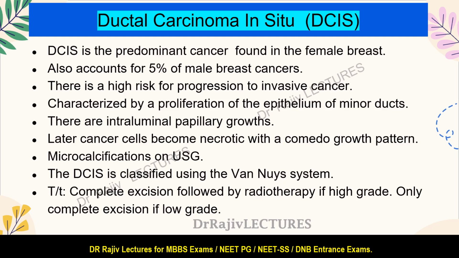DCIS is now frequently classified using a scoring system based on the patient's age, type of DCIS, presence of microcalcifications, extent of resection margin, and size of the disease. Patients with a high grade are recommended complete excision followed by radiotherapy, whereas those with a low grade need complete excision and no further treatment.